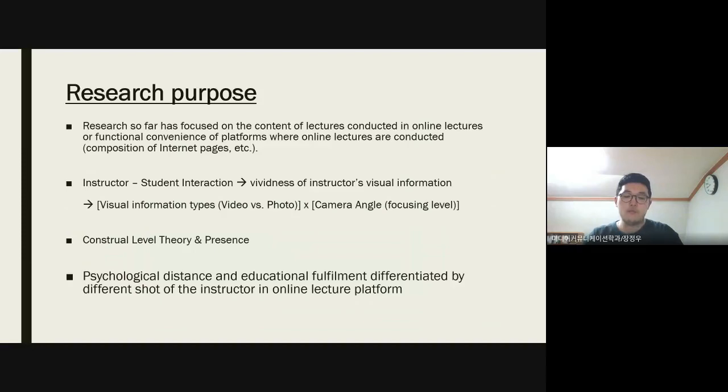That is, when a picture or video containing the instructor's image is displayed in an online lecture, and furthermore, when it is displayed with a specific camera angle, the level of presence and control level that the student feels in the online lecture will change. And this will consequently affect the student-teacher interaction. In other words, this conceptual research is a study on what types of visual information should be used in online education to increase the effectiveness of online education.